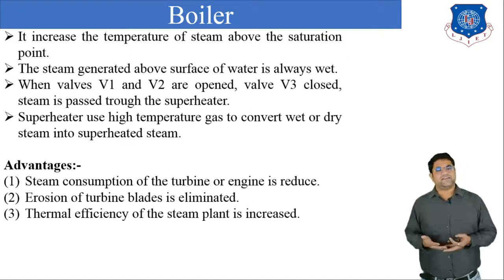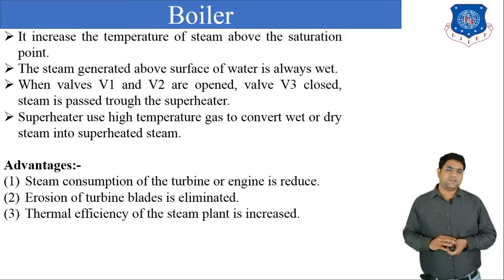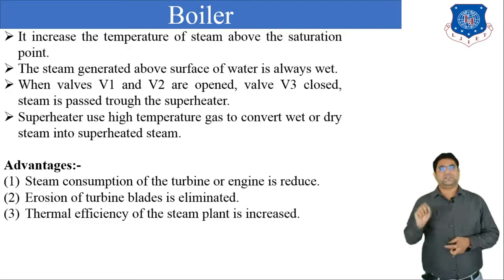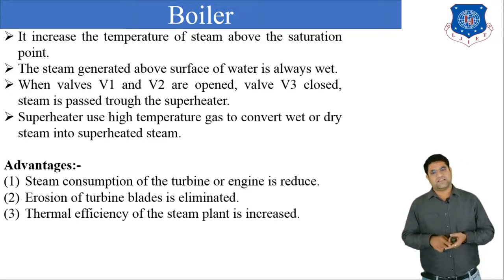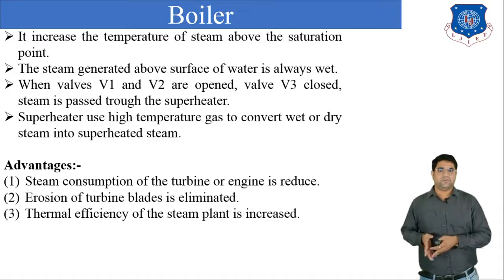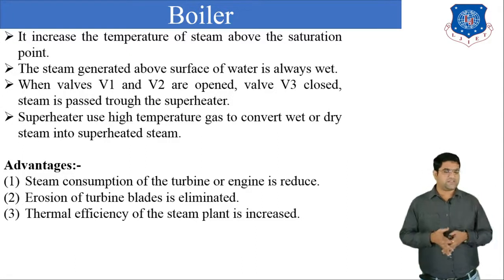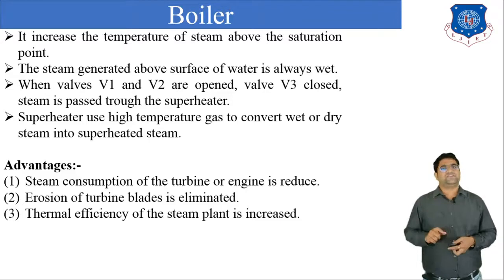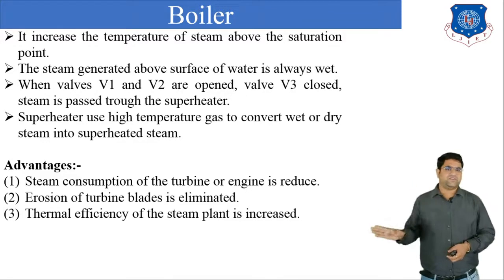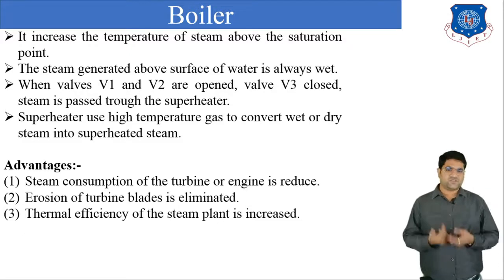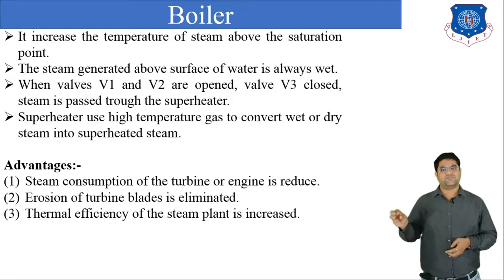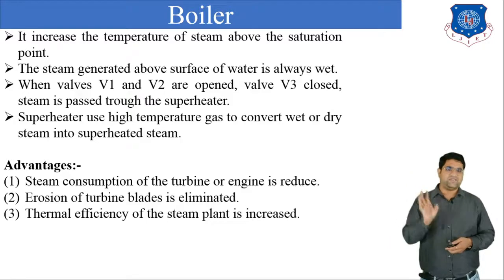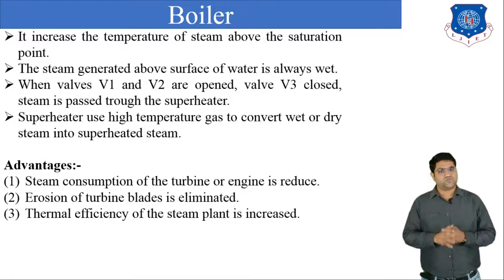Now, what are the advantages we can get from this superheater? The first advantage is that the steam consumption of the turbine or the engine is reduced. Second, erosion of the turbine blade is eliminated, that we have already discussed. And third, the efficiency of the steam power plant is increased. So these are the benefits we can get with the help of the superheater. This is all about the construction, working and advantages of the superheater.